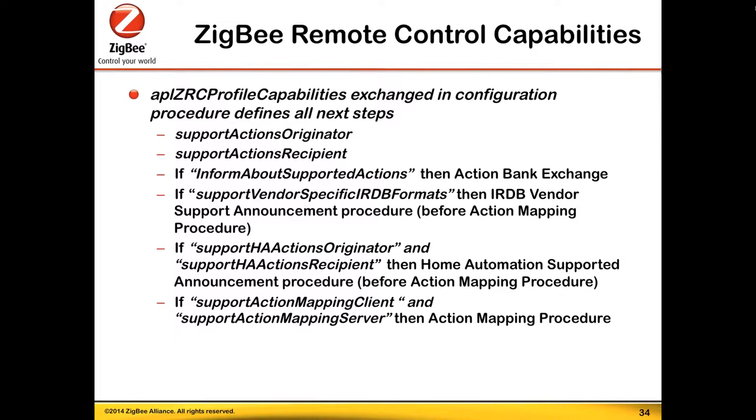Now, last is, even though two sides might support certain functionality, they might not support remapping those functionalities. So you can say you allow action mapping. You have action mapping client and action mapping server, so that means basically you allow to be configured, and you have the ability to configure from the two sides. And if both are true, then next steps will happen. Next slide, please.